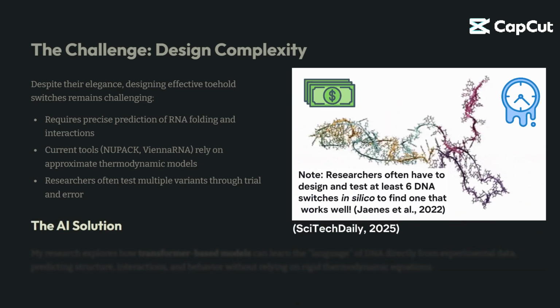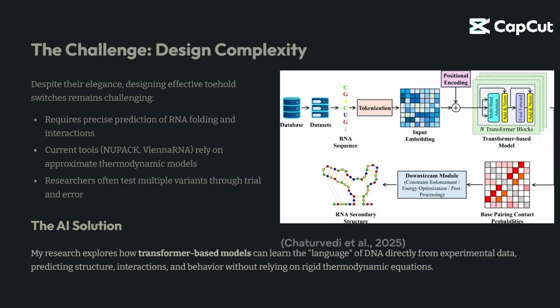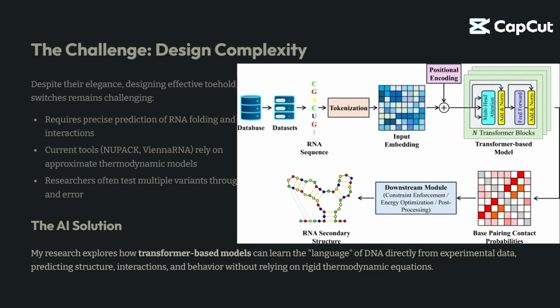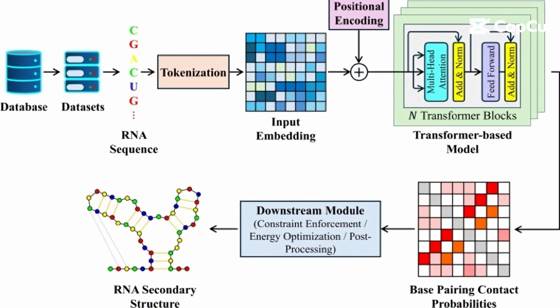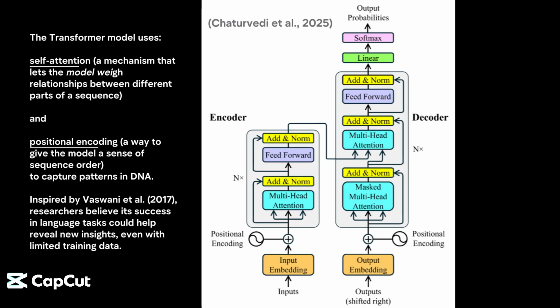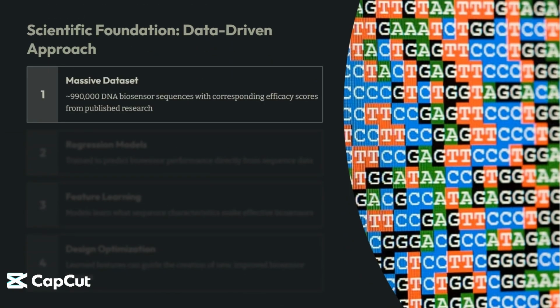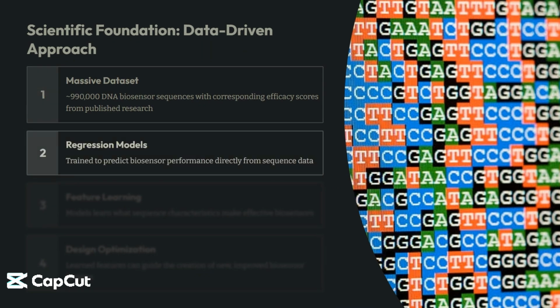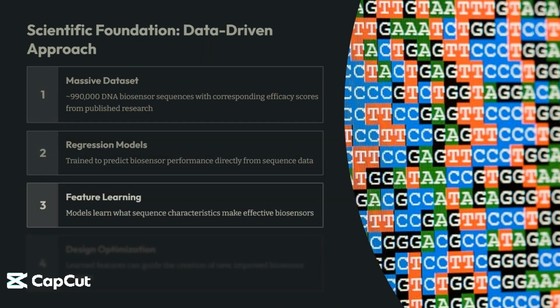My research takes a different approach, using transformer-based machine learning models to learn directly from experimental data. Like ChatGPT learns language, these models learn biological patterns from sequence data, capturing complex dependencies that guide biosensor function. I used a dataset of over 990,000 toehold sequences with experimental performance scores from a major study. I trained machine learning models to predict performance from sequence alone.